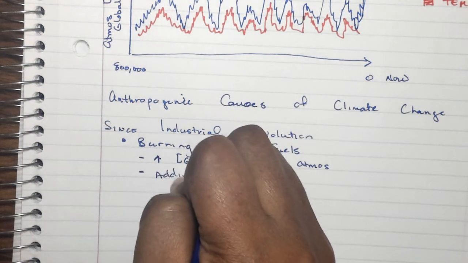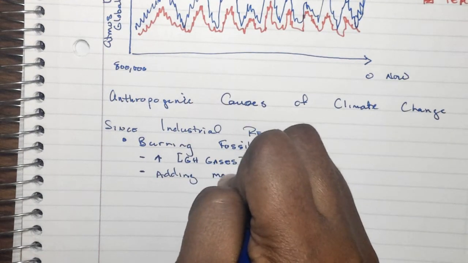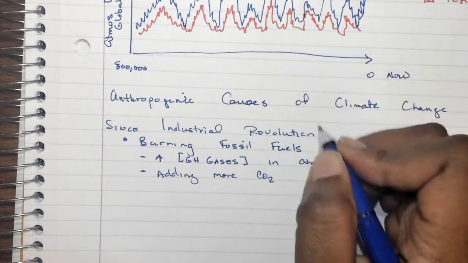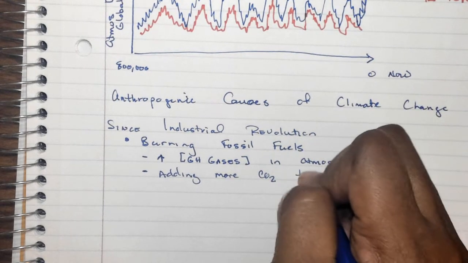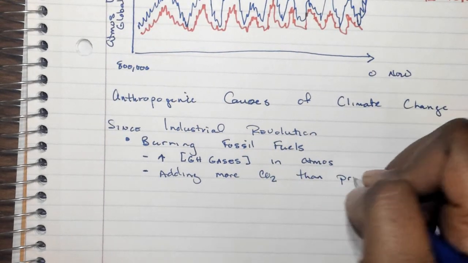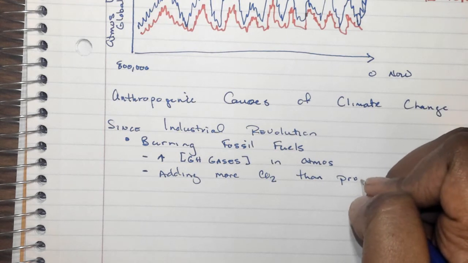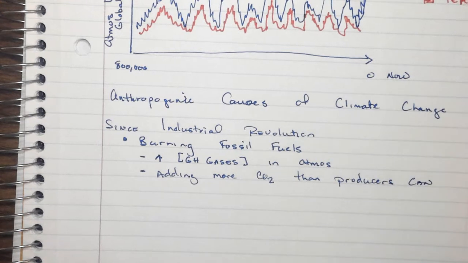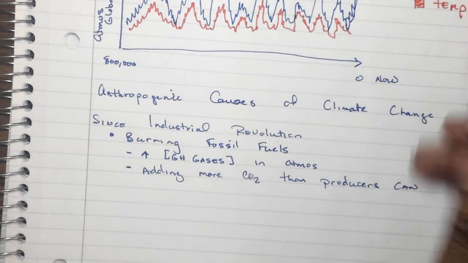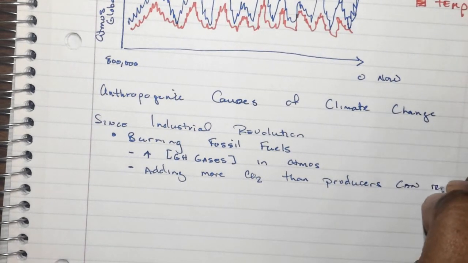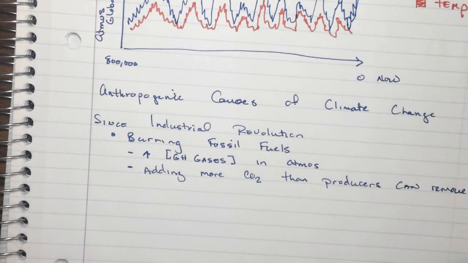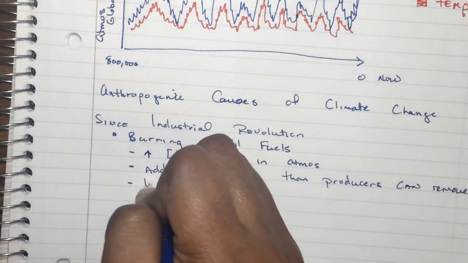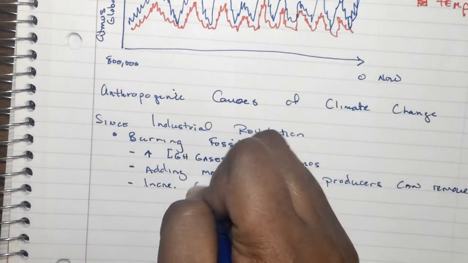We are adding more CO2 than the producers can remove. Who are the producers? Good. Anything that photosynthesizes is a producer. This is going to increase the greenhouse effect.